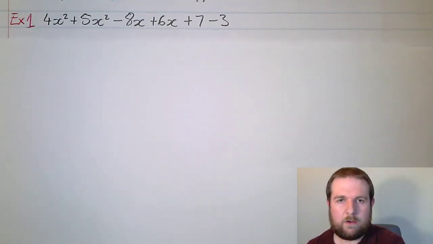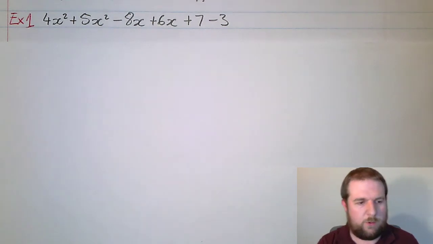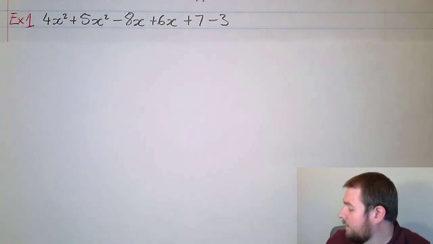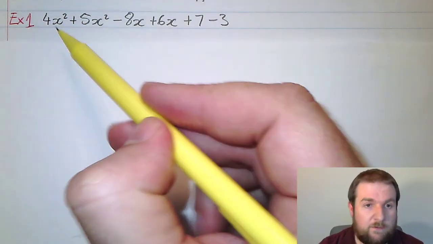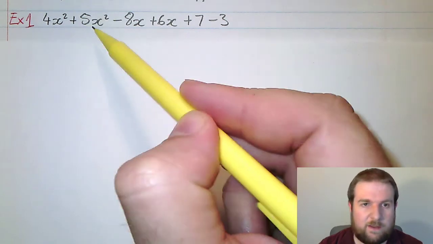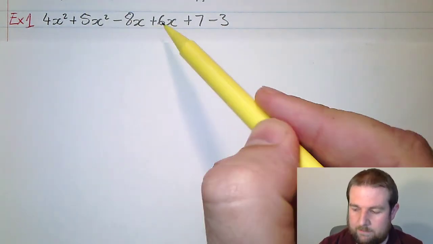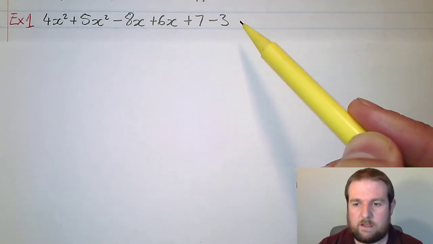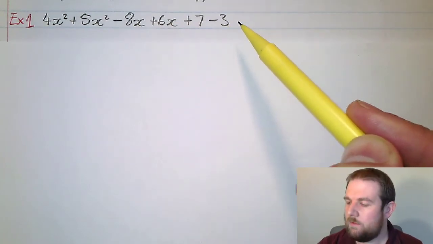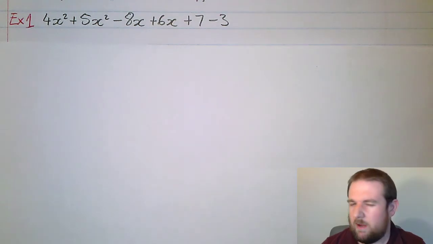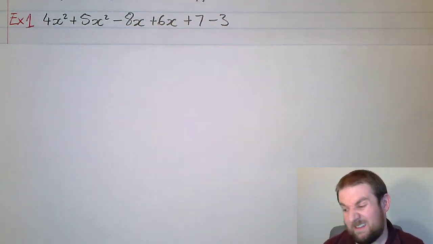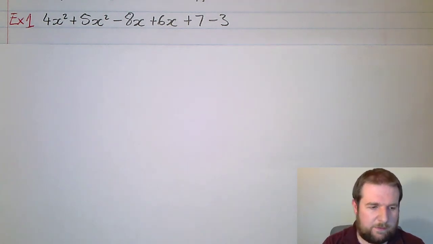And I'm going to pull up a visualization of this expression. But let's take a look at it first. So we have 4x squared plus 5x squared take 8x plus 6x plus 7 take 3. So this is quite complicated. So if we could simplify this expression, that would be nice. So we had something far less involved to deal with.